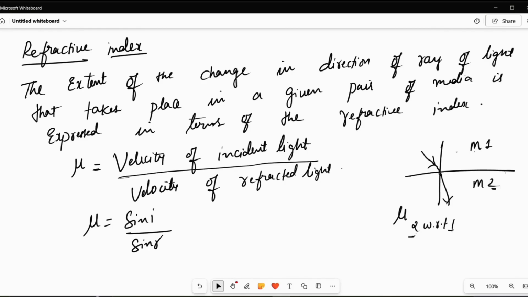Whenever they give the refractive index of one with respect to the other, that indicates that light is going from medium 1 to medium 2, like that. Because in problems, they specify like that.